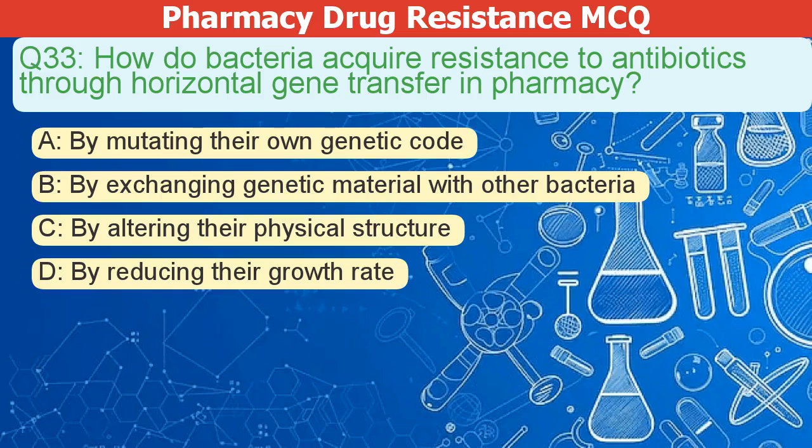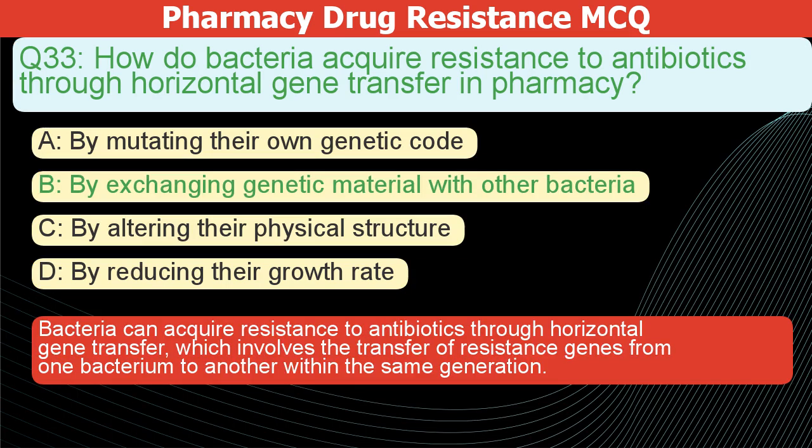How do bacteria become resistant to antibiotics through horizontal gene transfer in a pharmacy setting? A. By mutating their own genetic code. B. By exchanging genetic material with other bacteria. C. By altering their physical structure. D. By reducing their growth rate.